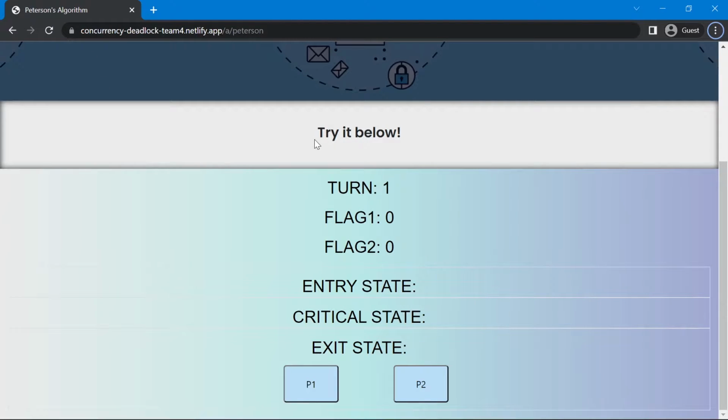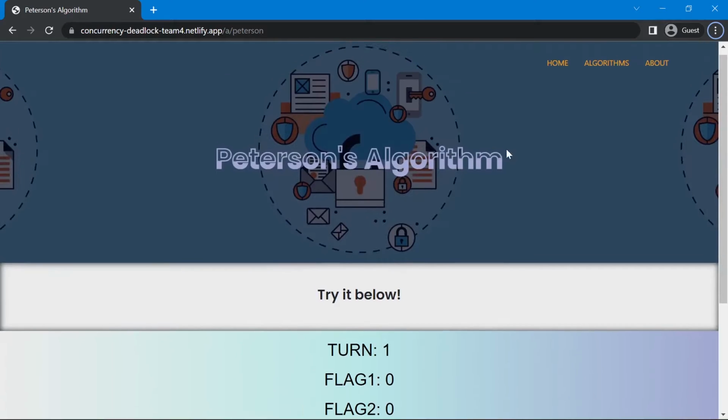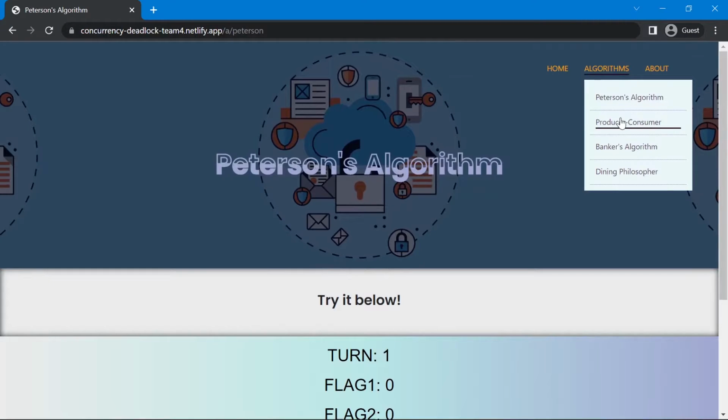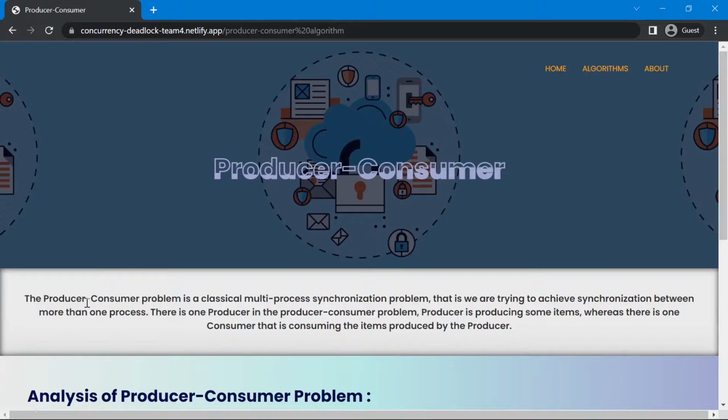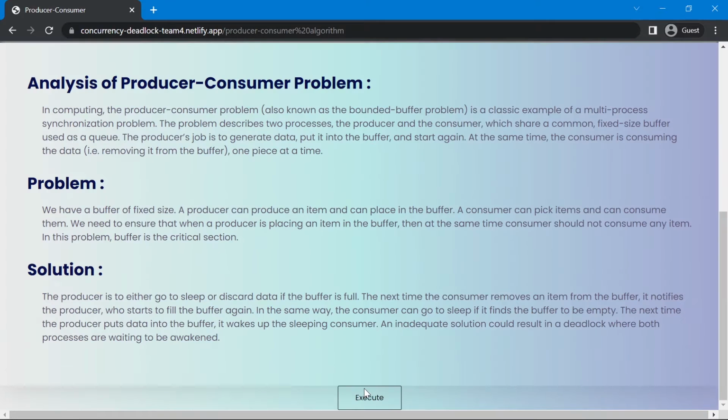So let us move to our next algorithm, producer and consumer. The producer-consumer problem is a classical multi-process synchronization problem. That is, we are trying to achieve synchronization between more than one process. There is one producer in the producer-consumer problem which produces some items, whereas there is one consumer that is consuming the items produced by the producer. So let us execute the algorithm.